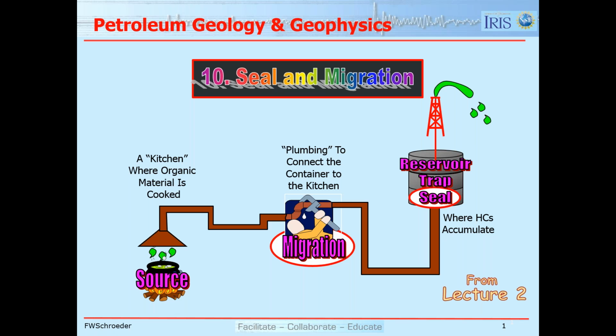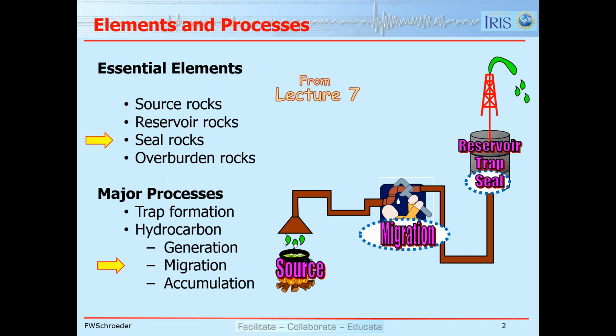So today's topic, we're going to talk about seals and migration. The first image here is from lecture number 2, where we talked about play elements: the source rocks, hydrocarbon migration, and then reservoir, trap and seal. Highlighted with the white ovals, we'll talk about hydrocarbon migration, and we'll also talk about seals for conventional traps. This is something that I have shown in lecture 7 and also lecture 8.